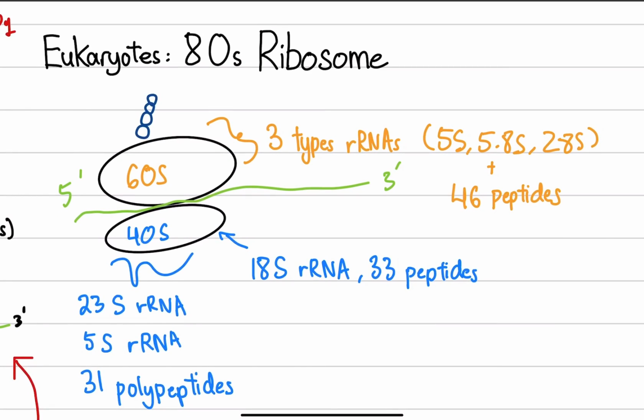The 80S ribosome has a large subunit of 60S and a smaller subunit of 40S. The RNAs inside the eukaryotic large ribosomal subunit are the 5S, 5.8S, and 28S. There are 46 peptides, and 31 polypeptides in the smaller one, with the 18S RNA. You can just see this; I don't have to speak it out. But the point is, you see that the ribosome of the eukaryote is bigger and is composed of more peptides and more RNAs. So it's a bigger complex.